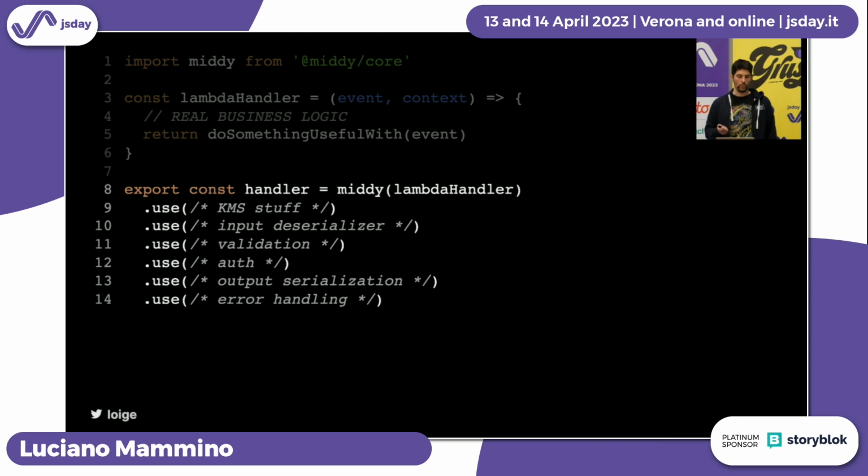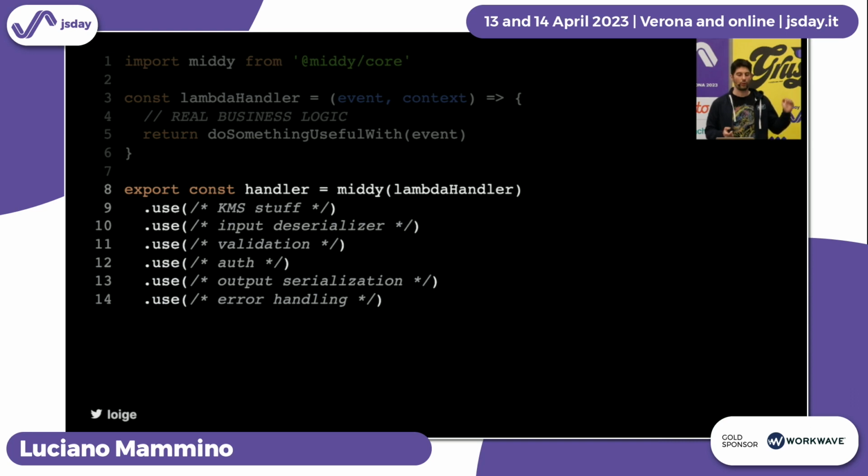Then the next thing you can do, you can middify that handler, which basically means you can call this Middy function and pass the handler inside, which is going to basically create a middleware engine for you and wrap your Lambda, giving you the ability to run code before and after your actual business logic. Very similar to what Express does if you use Express in Node.js.